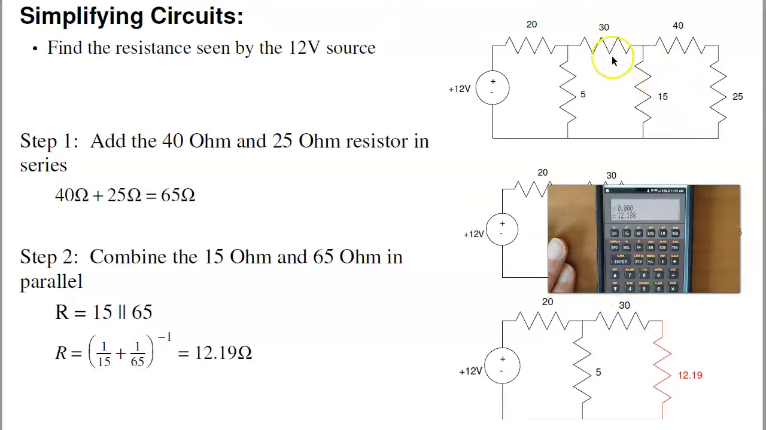Now in series with 30, gives you 42.19. In parallel with 5, in parallel the inverses add, so the inverse of 42, inverse of 5, inverse, add the inverses, take the inverse, that's now 4.47 ohms. Plus 20 gives you 24.47. So the HPs make calculations like this really, really easy.